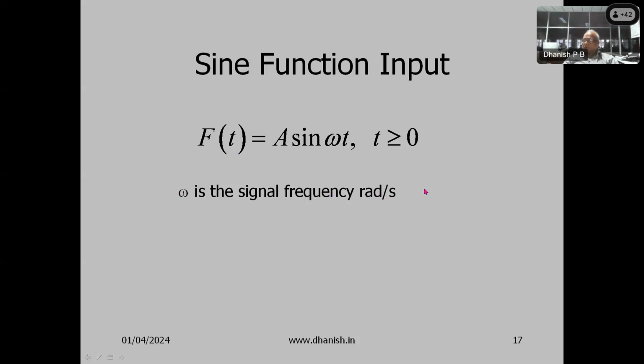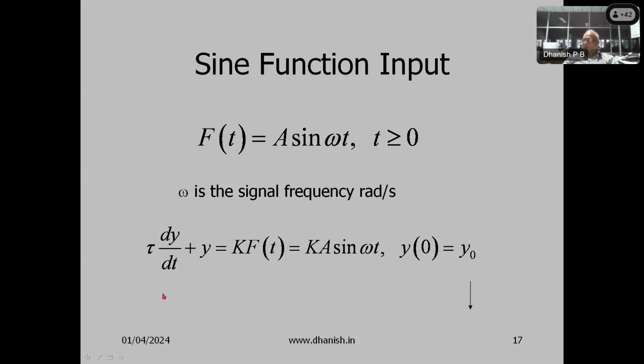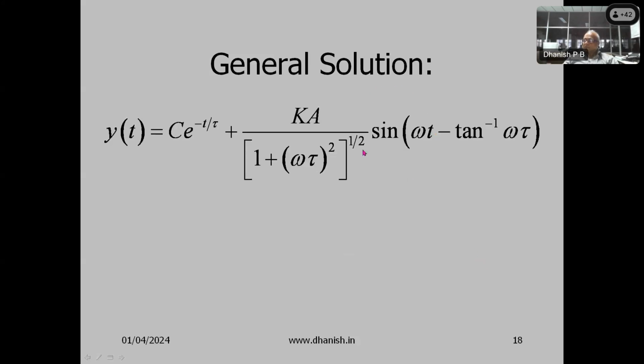So the differential equation becomes tau du by dt plus y. This is a first order system. It is equal to k into f of t, equal to k into a sin omega t. And the initial condition is y at time t equal to 0 equals y naught. The general solution, we will not go into the details of how the solution is arrived at; you can refer to any mathematics book. We will simply use the final solution.